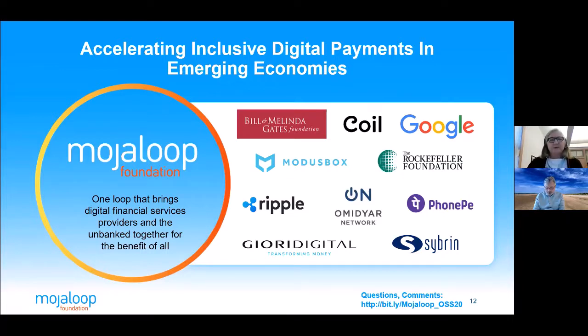We're doing this with a mix of participants. We have the generosity of charitable organizations such as the Bill and Melinda Gates Foundation, the Rockefeller Foundation, Omidyar Network, who are aligned with us on our mission and want to help support our efforts to address this challenge. We also have technology providers such as Google, Coil, Modusbox, Ripple, Giori Digital, and Cybrin. These companies are very well positioned in the payment space. They understand the challenges we're trying to address with respect to financial inclusion, and they're bringing engineering resources to bear to help us address this challenge.